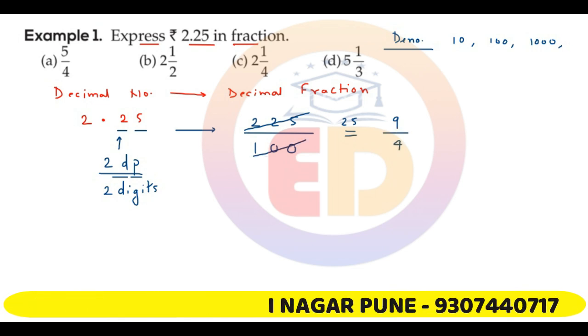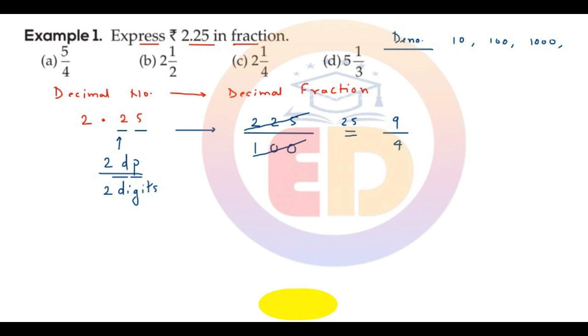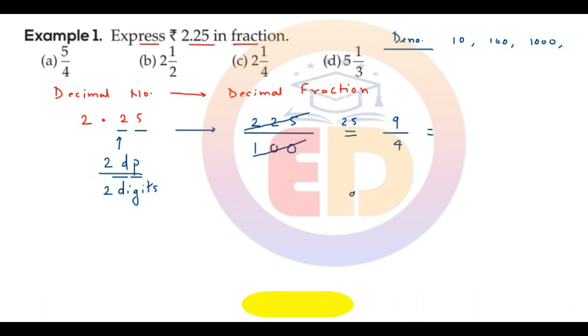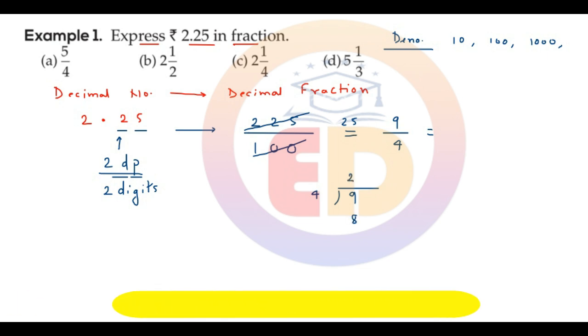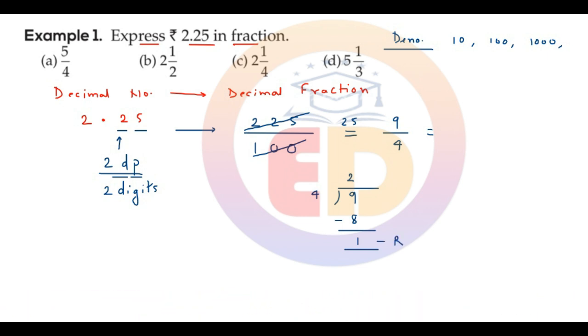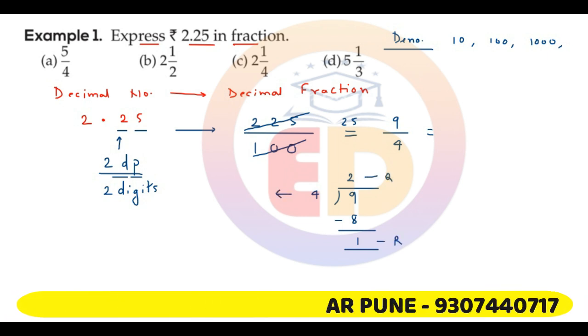in the denominator. 9 by 4 is an improper fraction, and we should always convert the improper fraction to a mixed fraction. Divide 9 by 4. 4 2s are 8. Subtract, this is 1. 1 is my remainder. 2 is my quotient. 4 is my divisor.